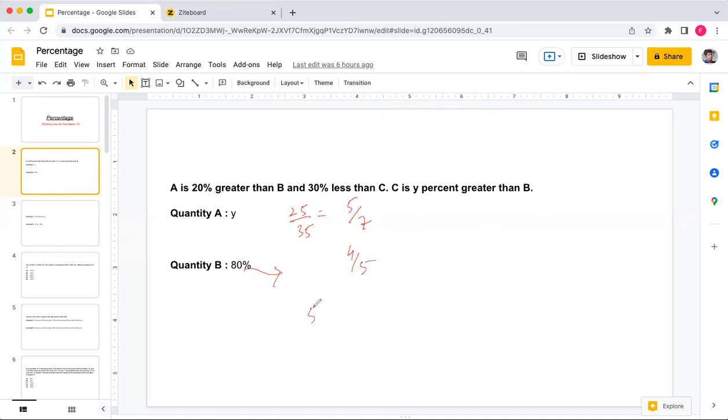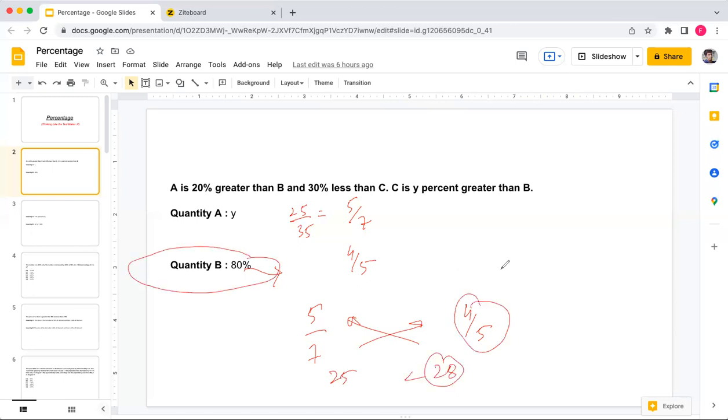Now you can quickly compare this. One is 5/7, one is 4/5. And I told you that whenever you want to compare two fractions, just cross multiply. This will be 25 and this will be 28. This side is greater. That's why quantity B is greater. This thing is greater.